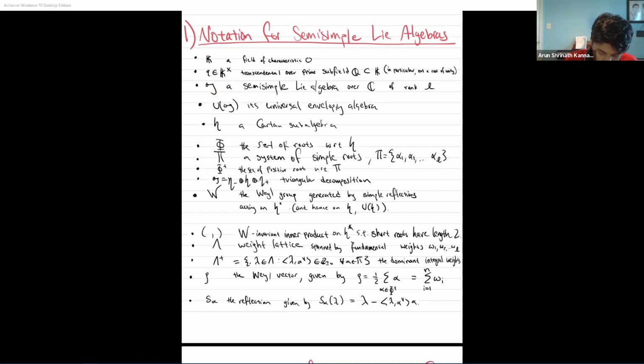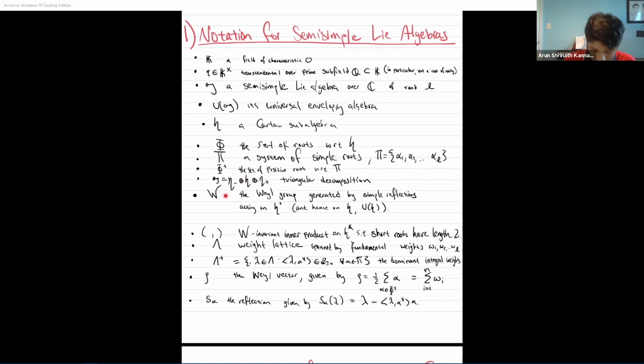U(g), its enveloping algebra. h, a Cartan subalgebra. Capital Phi, a set of roots with respect to your Cartan. Pi, a system of simple roots, and we'll usually denote these alpha_1 through alpha_l. And then we have our positive roots, which are denoted with a plus. These give you your triangular decomposition.